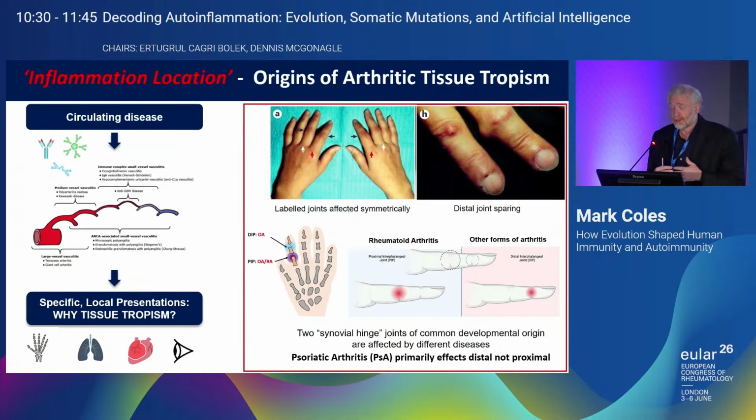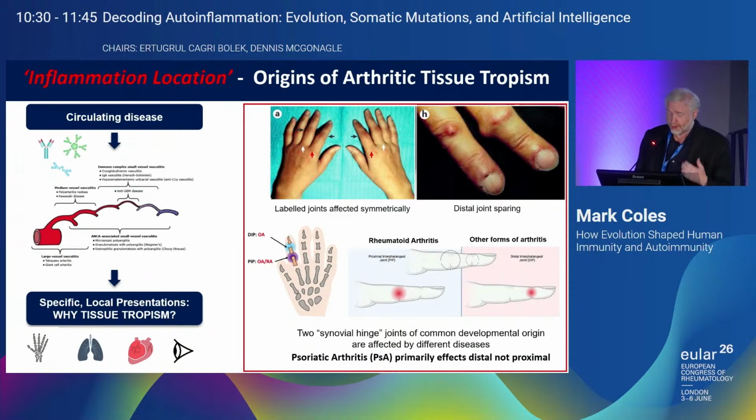So you have a very typical pattern of symmetrical PIP joints. In RA, you get distal sparing, and rather psoriatic arthritis is the other way around. You see the distal joints, but you less commonly see PIP and MCP joints. And so the question is, what is the origin of this? Because if it's a circulating autoantibody-driven pathology, why then do you see these joint specificities?